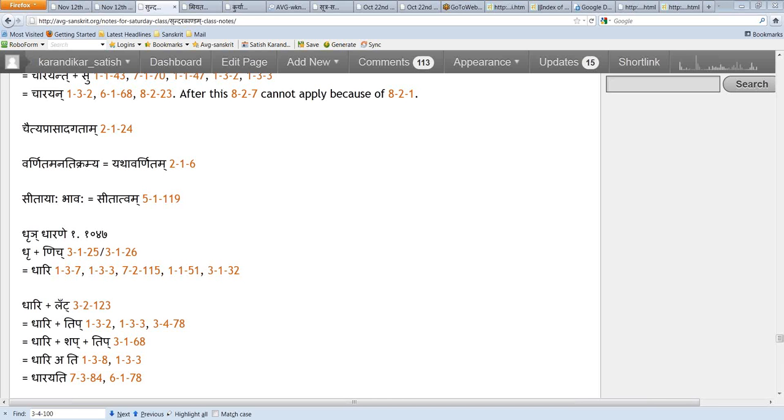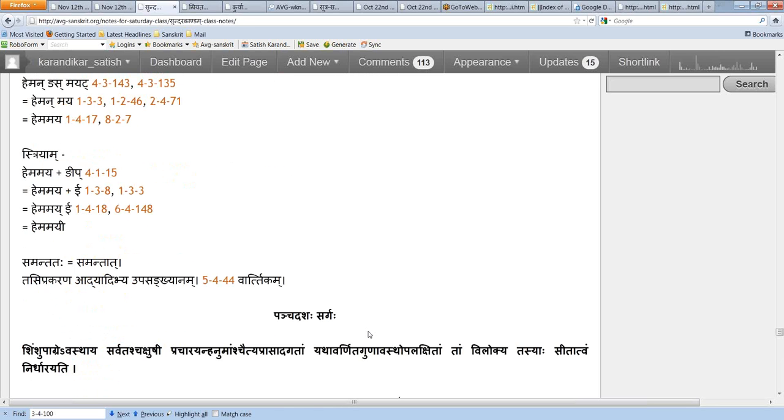So this is the second class on Saturday, November 12th, from 4:30 to roughly 6 o'clock, Sundarakandam. And today we'll start with the Panchadasha Sarga, from the 15th Sarga. That's the Mangalacharanam. And today's date is the 12th, Dvadasha Dinankaha.